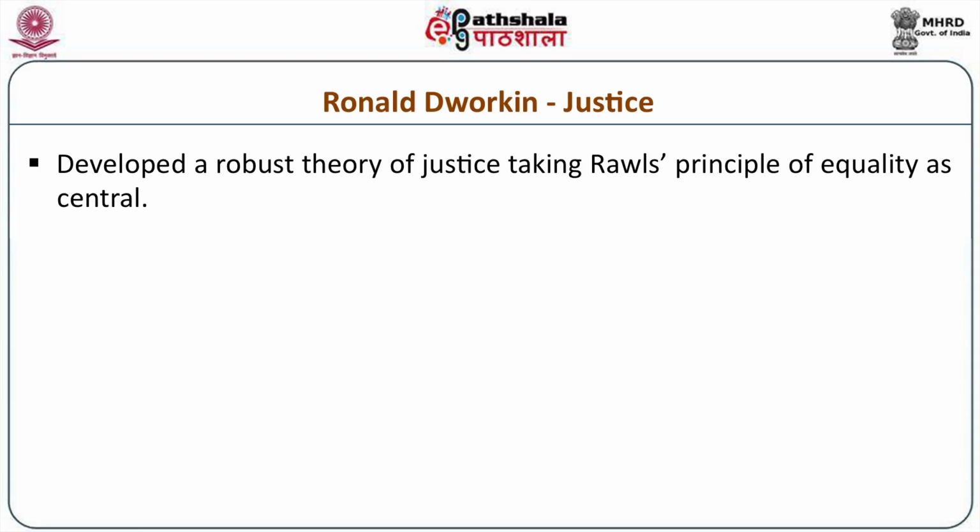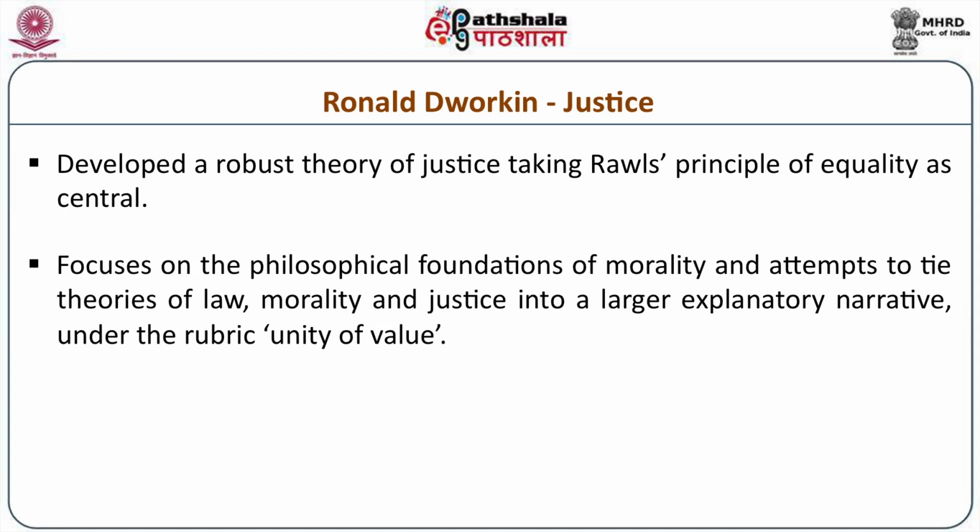And Dworkin made his own contributions to justice in a series of books where he was debating with Rawls, adopting certain aspects of Rawls's work, and fleshing out his own theory. So in Dworkin's earlier works, he developed a robust theory or strong theory of equality based on Rawls's writings. In his later work, he attempted to address the issue of justice itself in a book he wrote shortly before he died, Justice for Hedgehogs. He attempted to give a larger explanation of the way that law, morality, and justice all tie together under a concept he referred to as the unity of value.